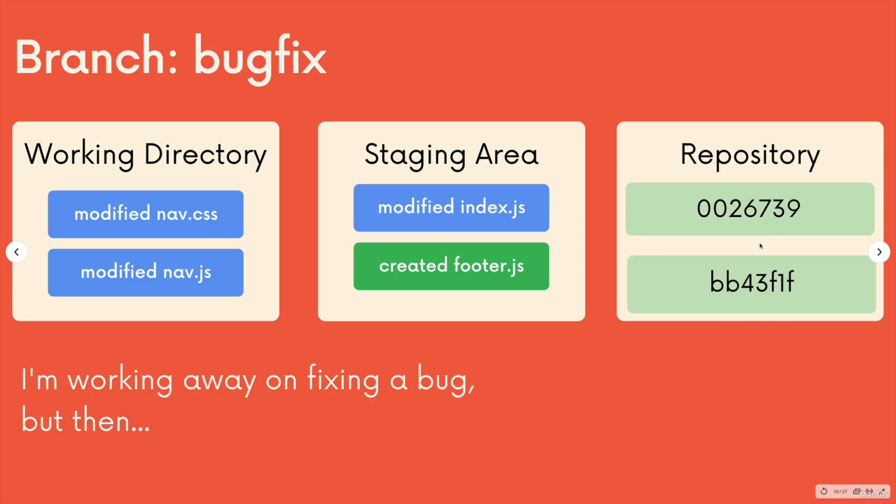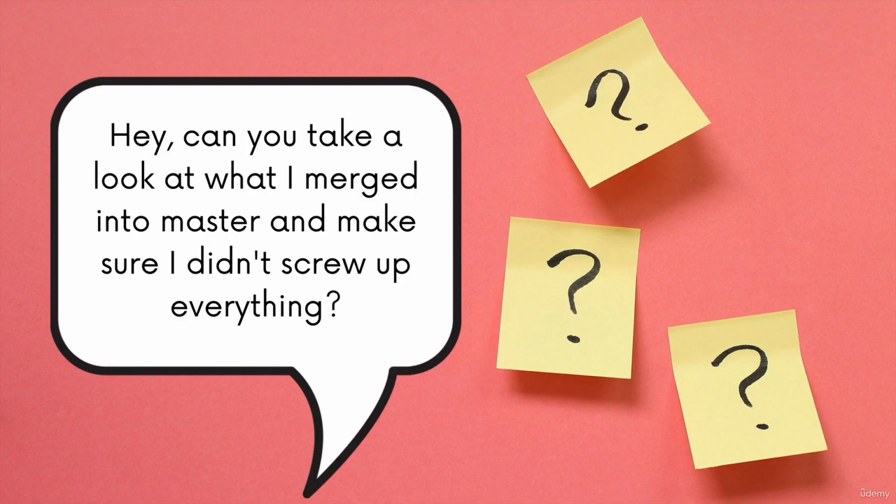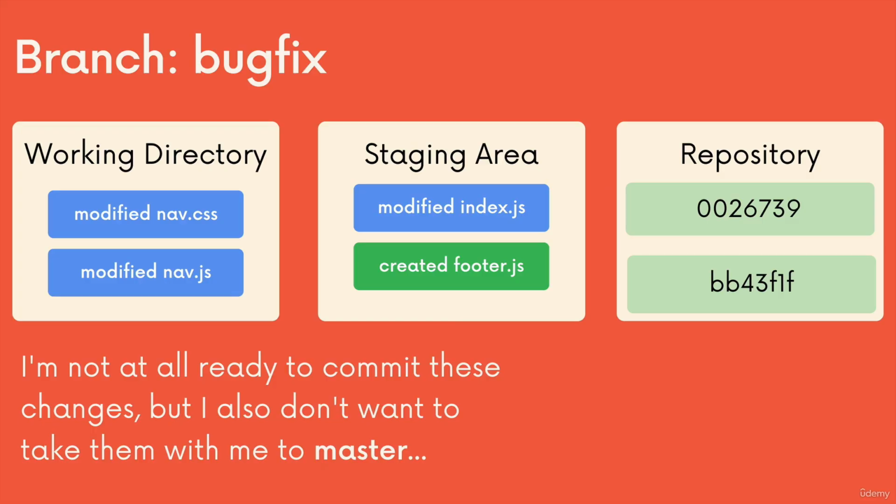I'm working on fixing a bug, but then one of my coworkers needs help. He says, hey, can you take a look at what I merged into master, make sure I didn't screw up everything? Okay, so I need to quickly hop over to master, but I need to first stash my changes because I'm not ready to commit them. They conflict with what's on master. I don't want to take them with me. Whatever the reason, I'm going to stash them.